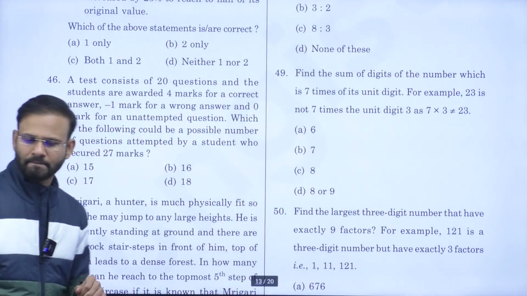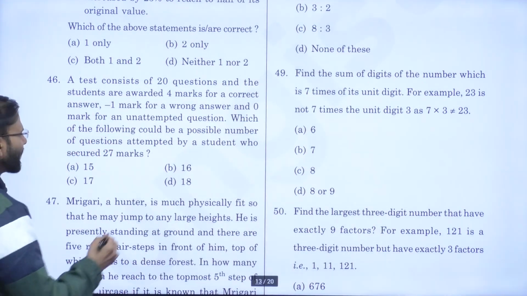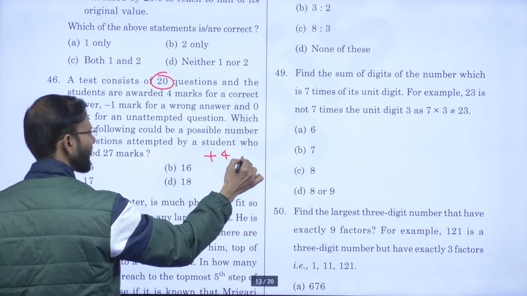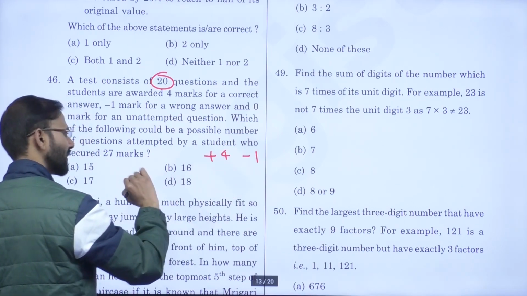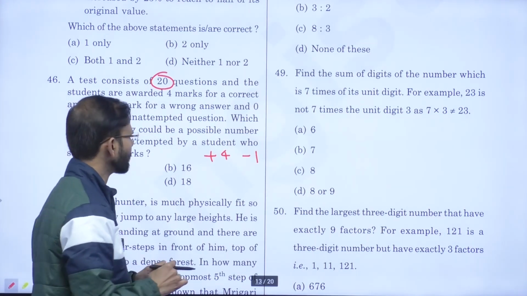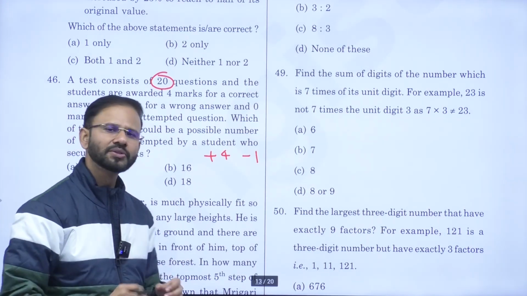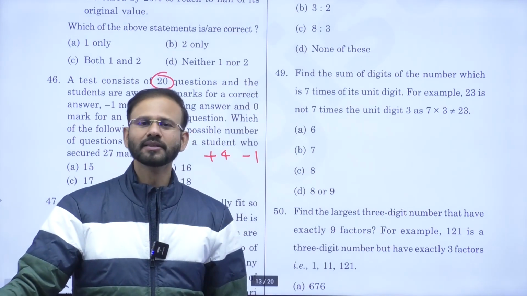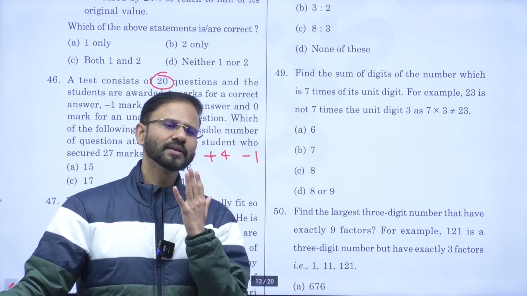See guys, in the examination there are 20 questions, correct? +4 for the correct one, -1 for the incorrect one. Right? Guys, just think on it. What is the true penalty? If I talk about the true penalty for the incorrect answer, the true penalty for the incorrect answer is -5.